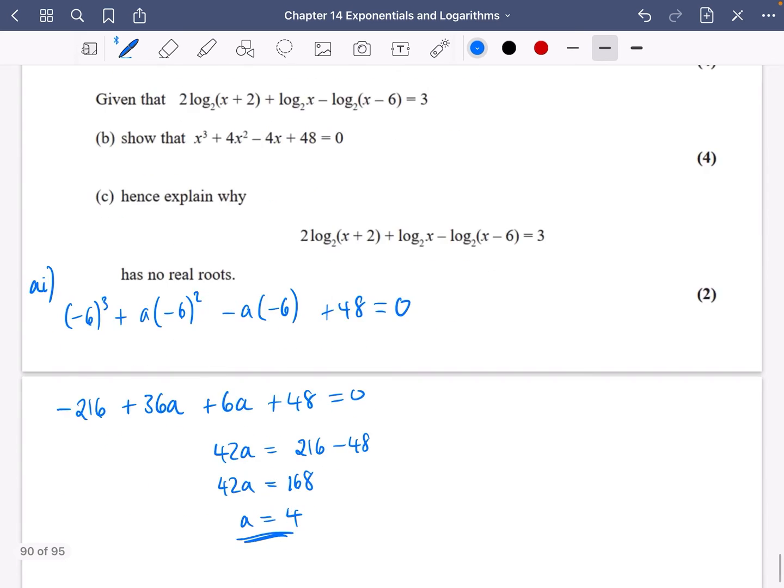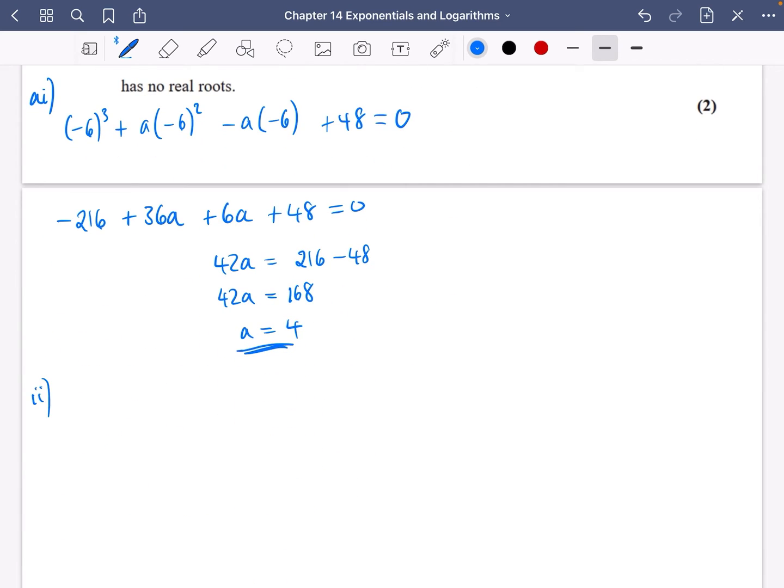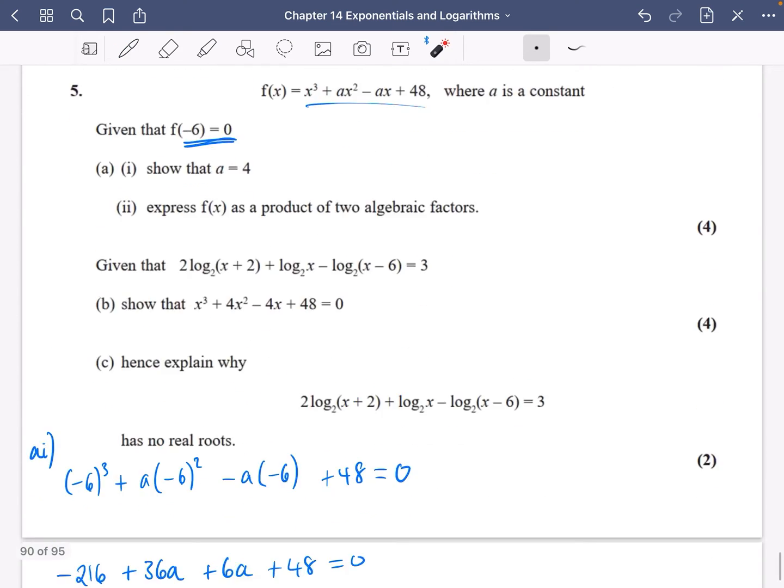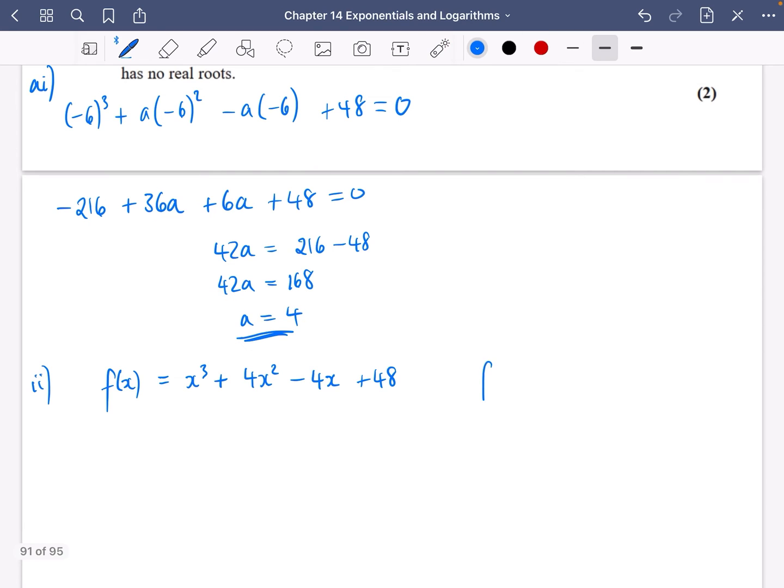Great. So we now are going to do the next part. So our function is x cubed plus ax squared, so that's 4x squared, minus 4x plus 48. I've just written out this same function that I've got here, but I've replaced a with 4. And what we know is that f of minus 6 equals 0. So you have to think back to the algebraic division topic and the factor theorem. This tells me that x plus 6 is a factor.